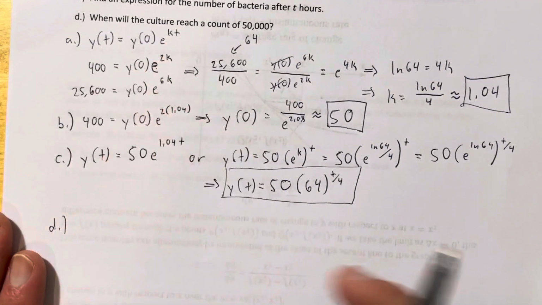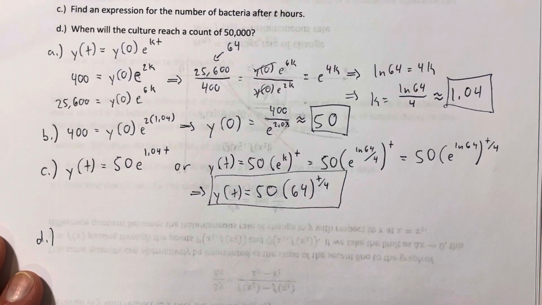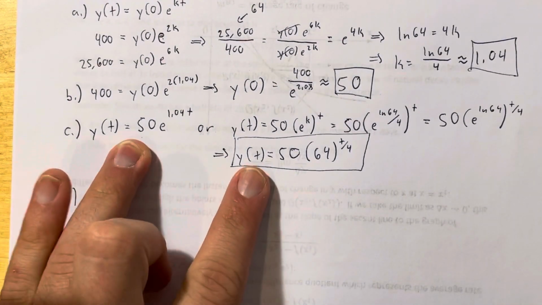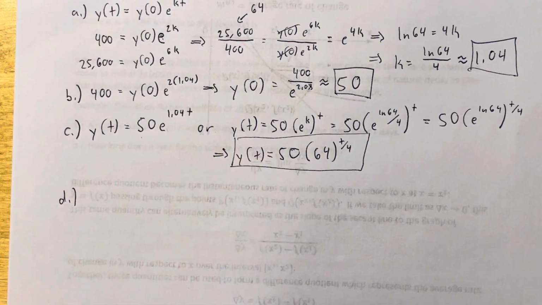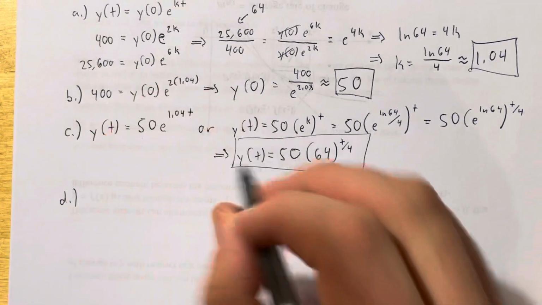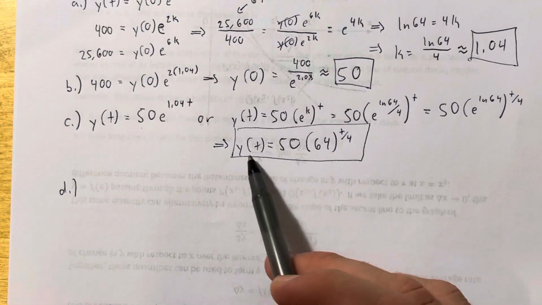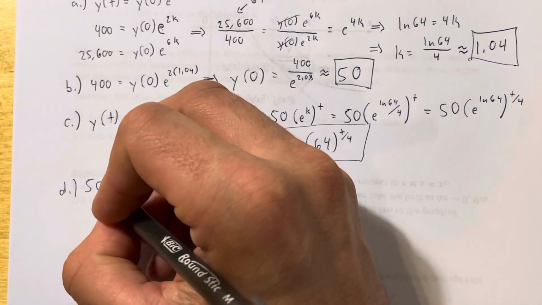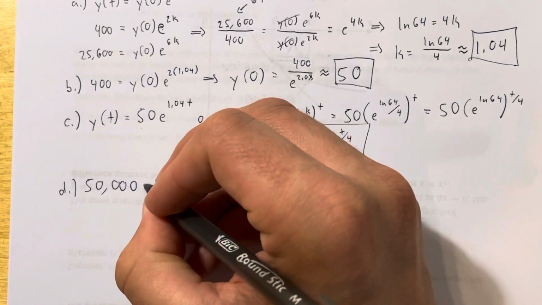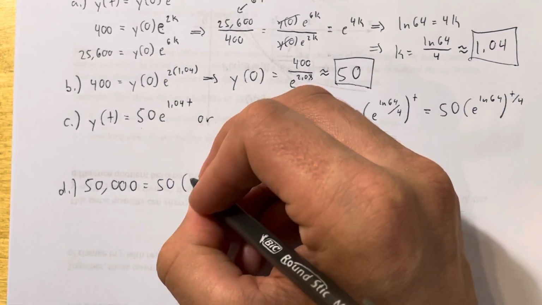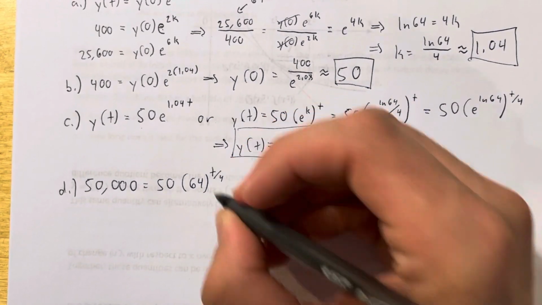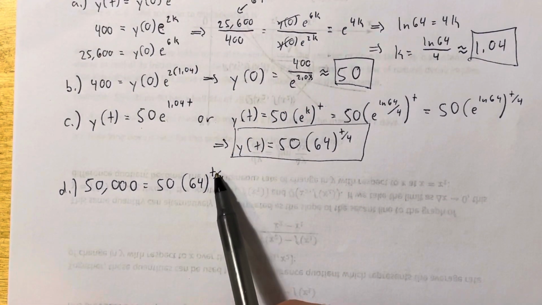So finally, we have a part D to do. It says, when will the culture reach a count of 50,000? Okay, so for this one, I now have two functions I could use, but I'm trusting this one more, so I'm going to use this as my function. I want the count, which is this, y of t, to be 50,000. I'm going to plug 50,000 into that. Equals 50 times 64 to the power of t over 4. It says, when will that occur? Meaning we're solving for t.